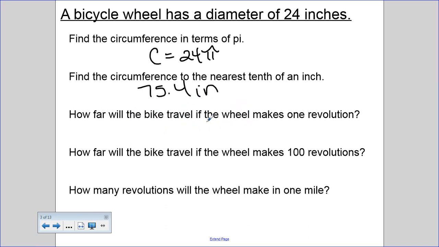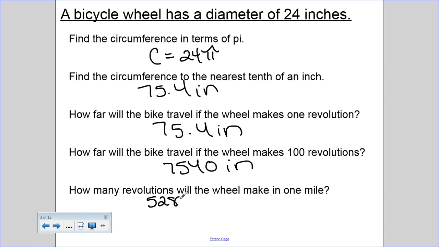How far will the bike travel if the wheel makes one revolution? Well, that's one rotation of the circumference, 75.4 inches. How far will the bike travel if the wheel makes 100 revolutions? Well, multiply it by 100. There you go. How many revolutions will the wheel make in 1 mile? Oh, I've got to remember how many inches. Let's start with feet. How many feet in a mile? 5280 feet. That's how many in 1 mile.